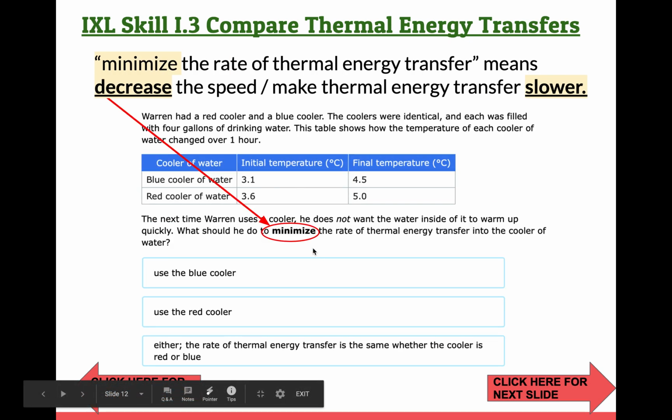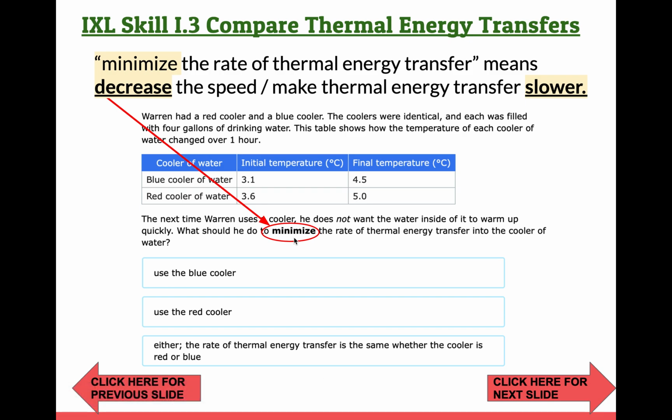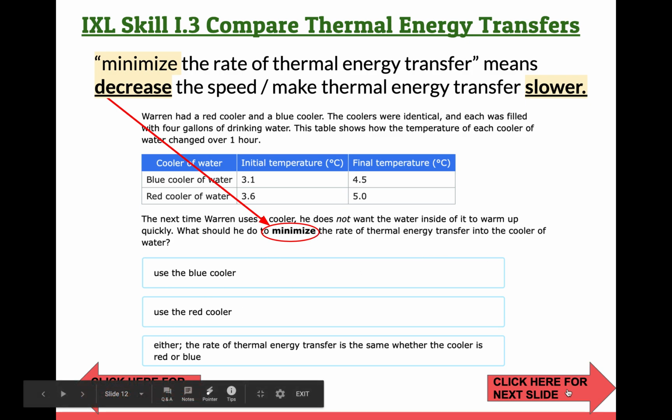And another word you're going to see is the word minimize. Minimize is the opposite. So minimize means to decrease the speed, to make thermal energy transfer slower. So when you see problems with the words minimize and maximize, please know what they mean.